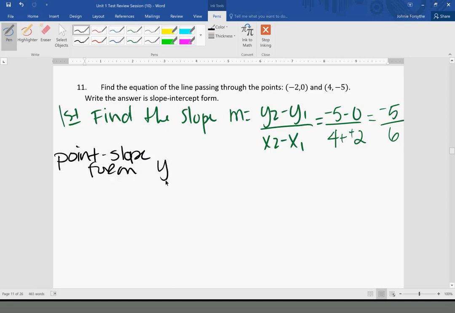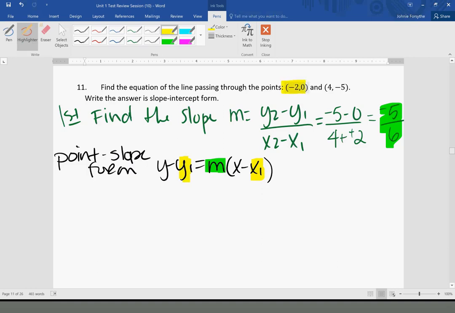Okay, so that's going to be y minus y1 equals m times x minus x1. Now, this is where we're going to put the slope that we found for m, and then for your point, you just pick one of your points. Doesn't matter which one it is. I'm going to pick this one because it's a 0. It might make life a little easier.